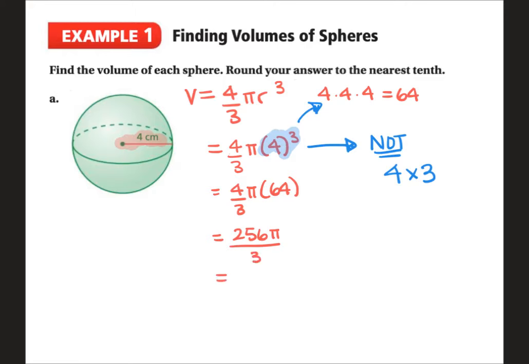And I'm going to throw that into my calculator. I get 268.08257. That's going to keep going. And I'm going to round to the nearest tenth. So 268.1. I'm not forgetting my units. I've got centimeters and it's volume, so I have to put cubed.